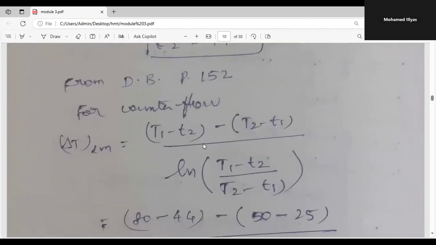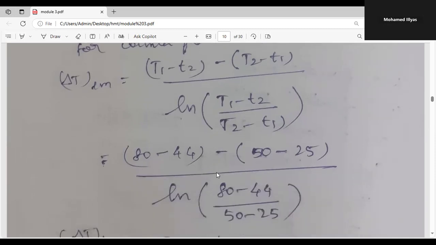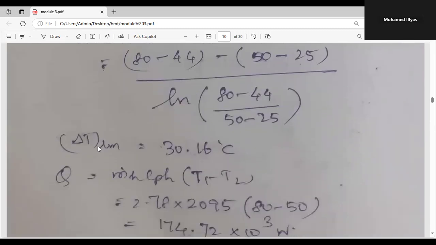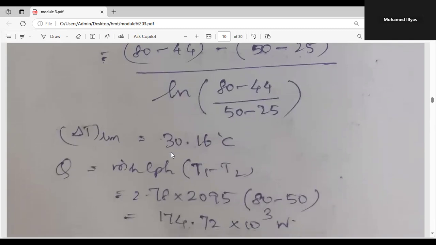And for calculating the logarithmic mean temperature difference for this counterflow type, we'll write this expression, which is available from our heat and mass transfer data book under heat exchangers. We'll write the expression: delta T LM equals capital T1 minus small t2 minus capital T2 minus small t1, divided by ln of capital T1 minus small t2 by capital T2 minus small t1. We'll have all the temperatures, substitute them, and get the logarithmic mean temperature difference as 30.16 degrees Celsius.